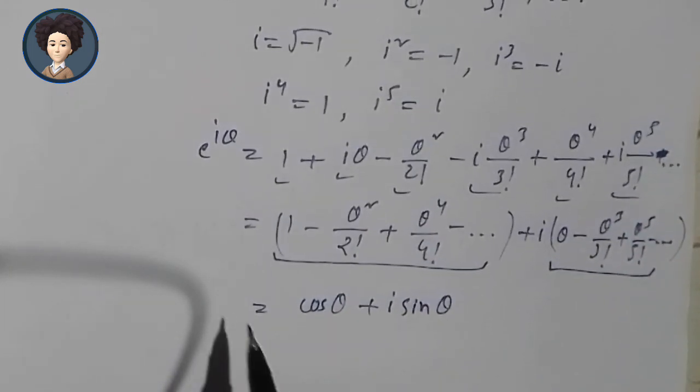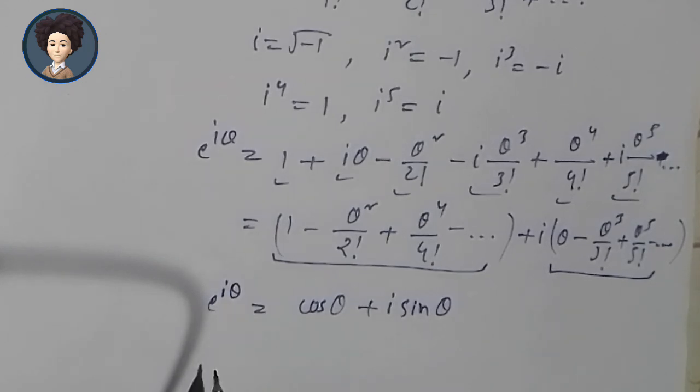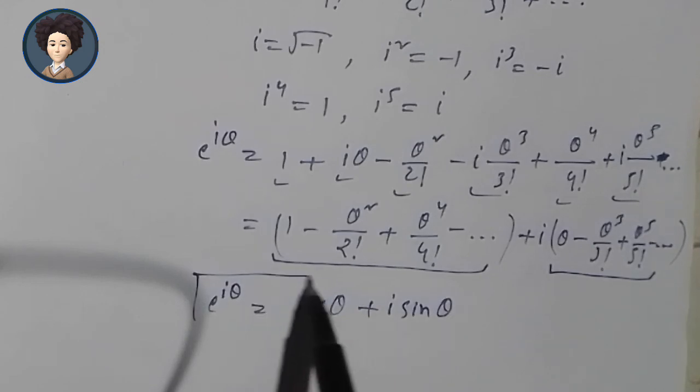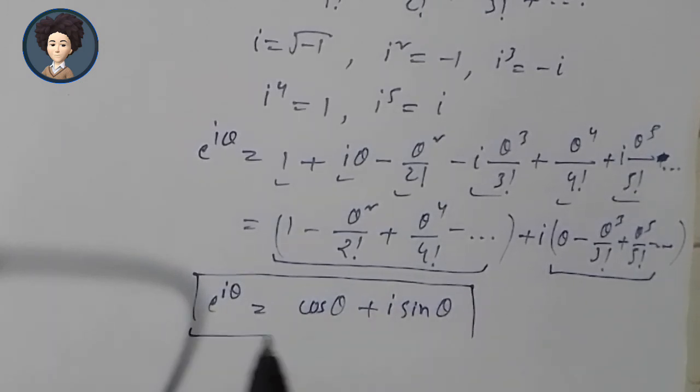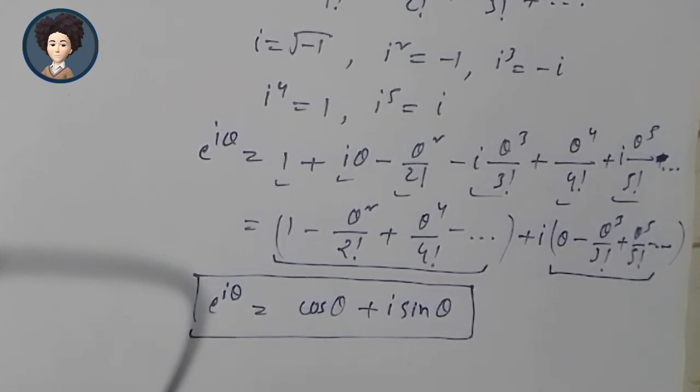So finally we get the final result of Euler's formula. This is our result, this is Euler's formula, and we have done this.